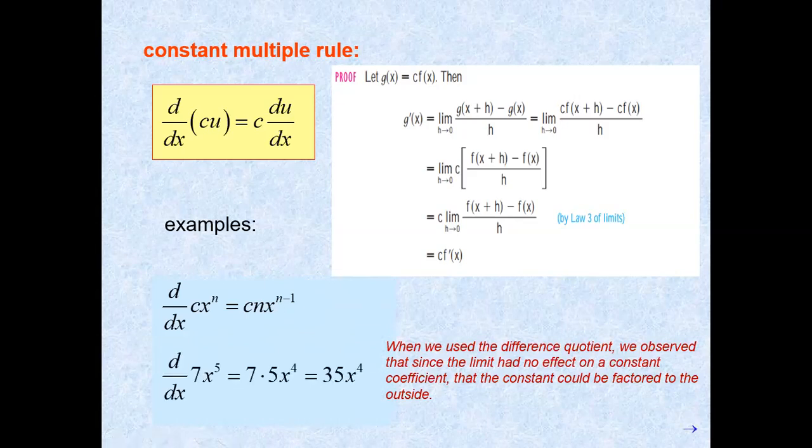So we have a small example here: d/dx of 7x to the power 5. The 7 will not be affected by this x. So 7 times 5, and 5 minus 1 will be 4. So 7 times 5x to the power 4 becomes 35x to the power 4.